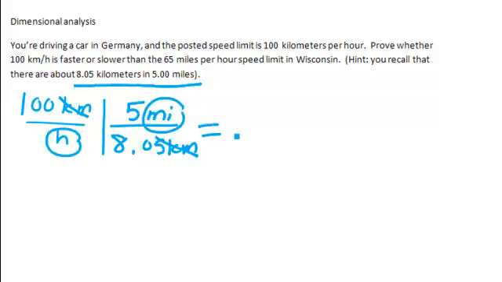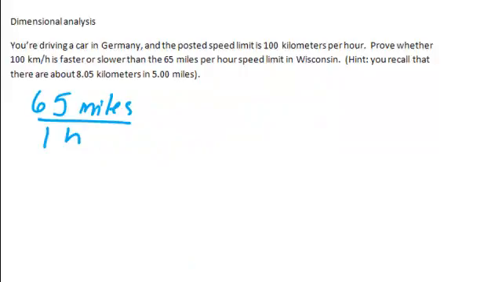So if we do the math in our calculator, you can calculate that 100 kilometers per hour converts to approximately 62 miles per hour. So the answer to your question, going back to the problem, is that 100 kilometers per hour is in fact slower than 65 miles per hour because 100 kilometers per hour is 62 miles per hour.